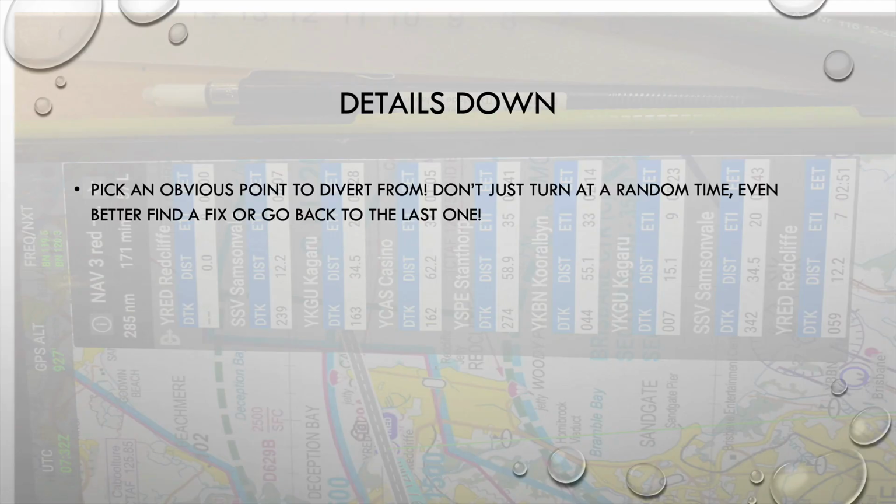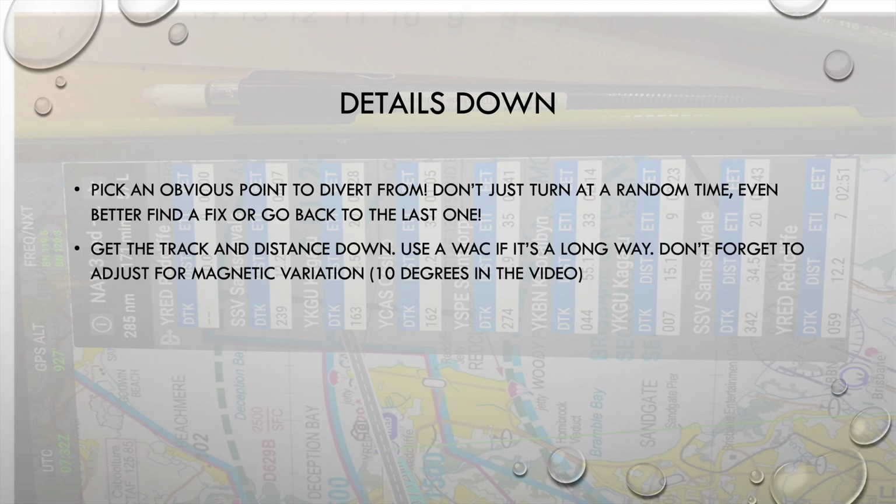All right, firstly, details down. You need to pick an obvious point that you're going to divert from. It's no good just turning at a random point or a random time in space if you don't have to. I'm sure from time to time there'll be, maybe if you're doing a long overwater leg, or if you're somewhere 50 miles west of Birdsville, there may not be an obvious point to divert from, but it's generally easiest if you pick an obvious point to divert from. Maybe back to your last positive fix, and that's why we're putting the dot, the circle, and a time on a map. So maybe back to your last positive fix, but pick somewhere obvious to divert from, for no other reason than it makes planning the diversion so much easier.